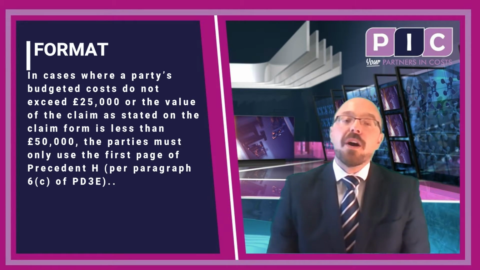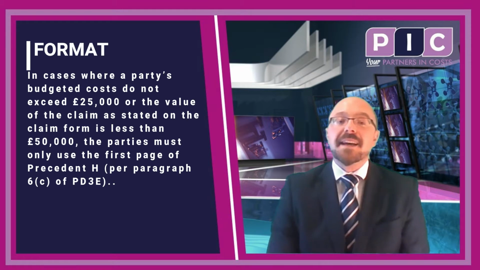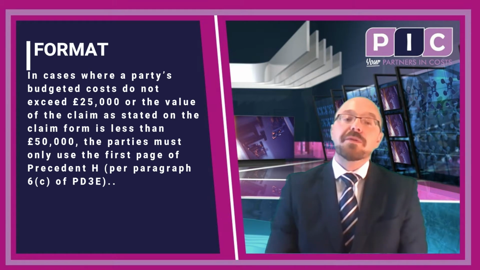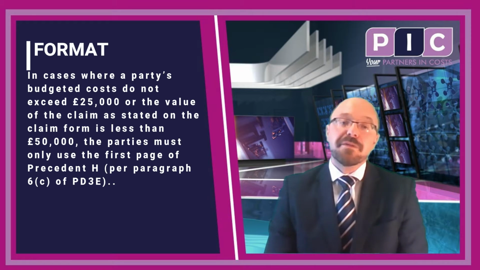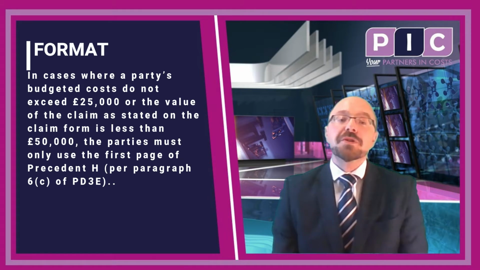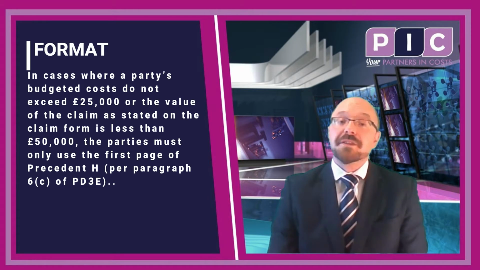In cases where a party's costs aren't in excess of £25,000 or the value of the claim as stated on the claim form is less than £50,000, then the parties must only use the first page of Precedent H rather than completing all the details around the various components of those costs.